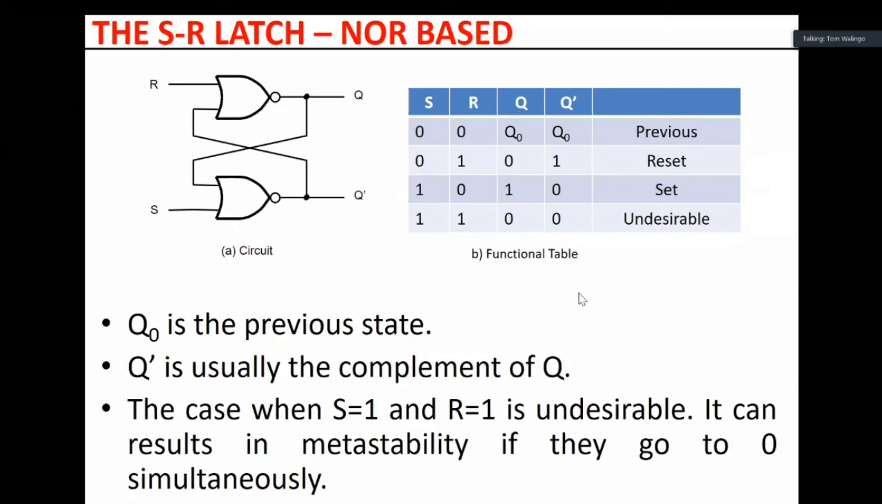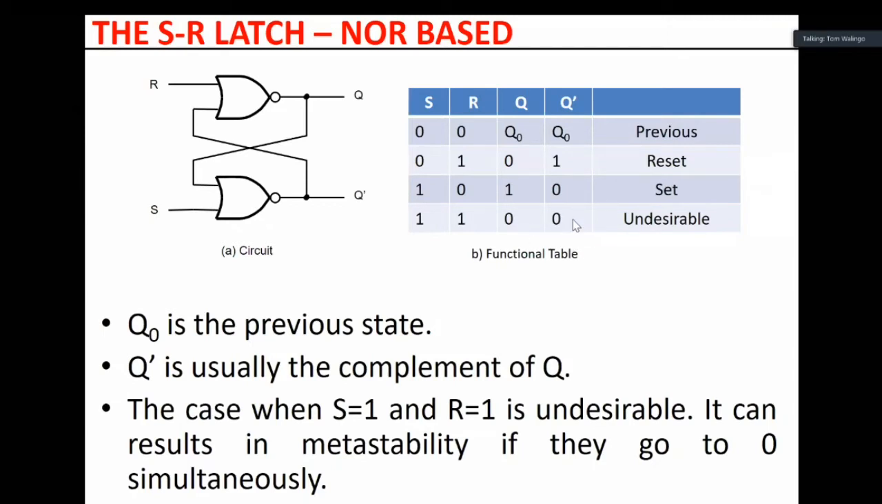Now I will ask a question. Is there anybody who couldn't fill in that? What we are saying is if S is 0 and R is 0, the value of Q and Q complement will depend on the previous state. That's why they say it's a memory. When S is 0, R is 1, Q will be 0, Q complement will be 1. If S is 1, R is 0, Q will be 1, Q complement will be 0. That is set. The previous one was reset. And if they are 1, 1, Q will be 0, Q complement will be 0.